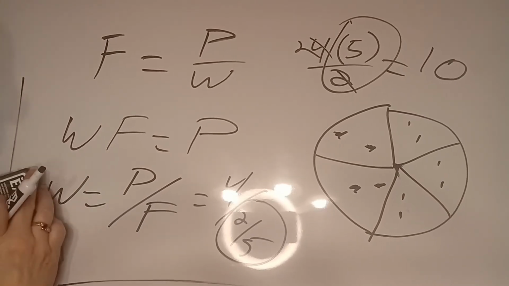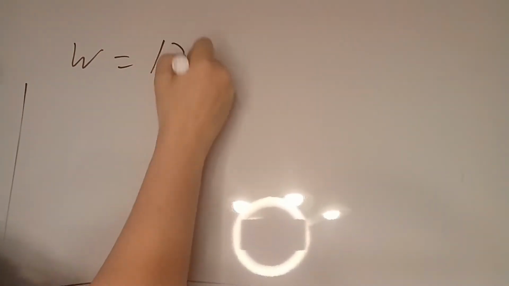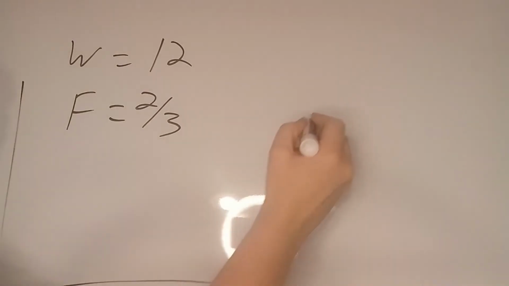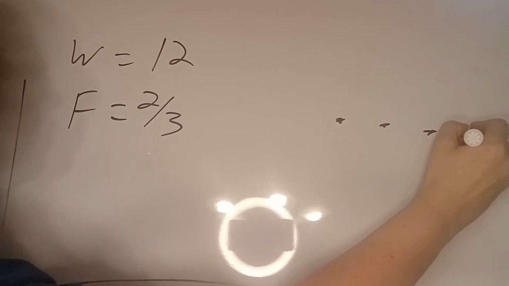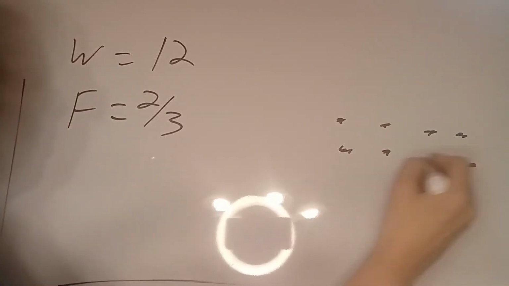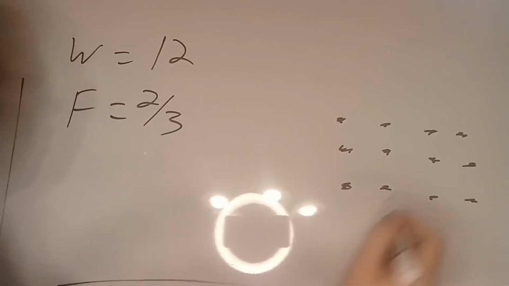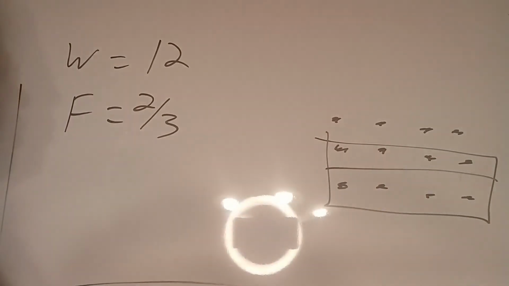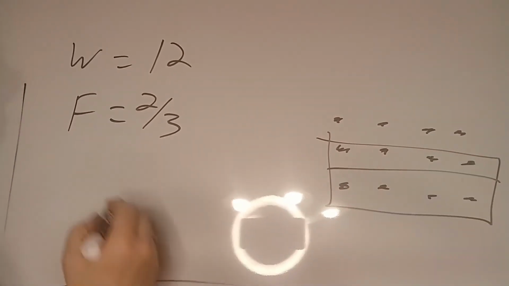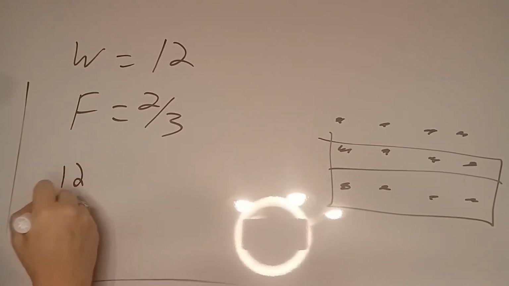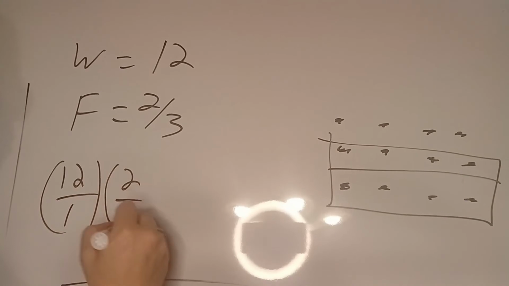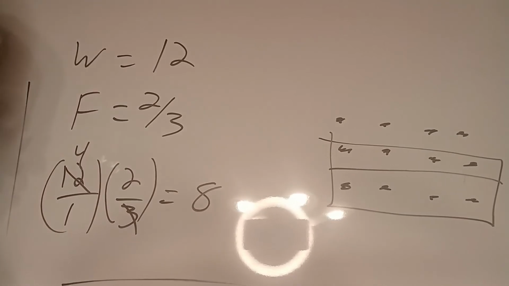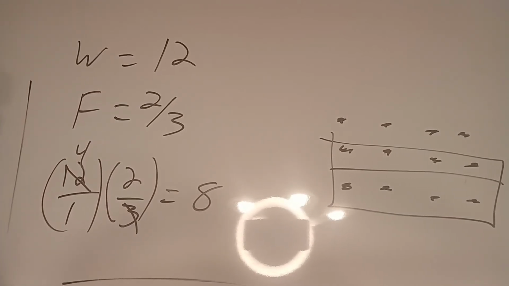Let's look at another example. Let's take a whole of 12 and a fraction of 2/3. So let's draw out our 12 dots. There's our 2/3. There's 8 dots there. So 12 times 2/3 is 8. Now let's do that division.